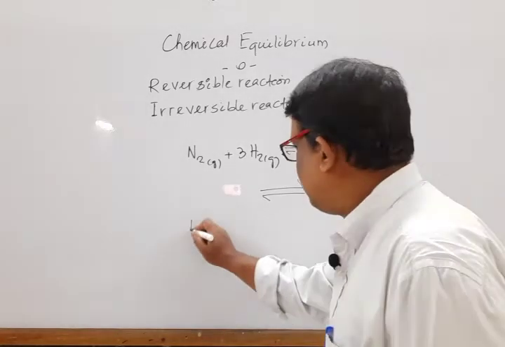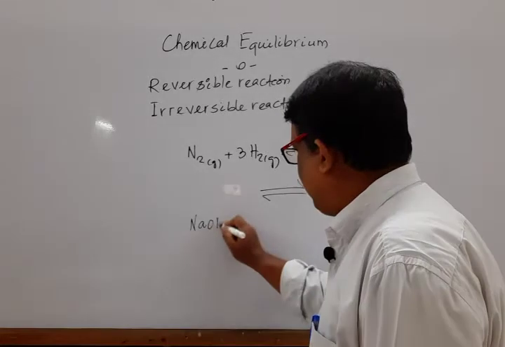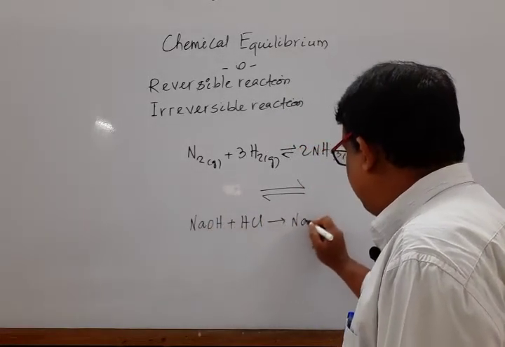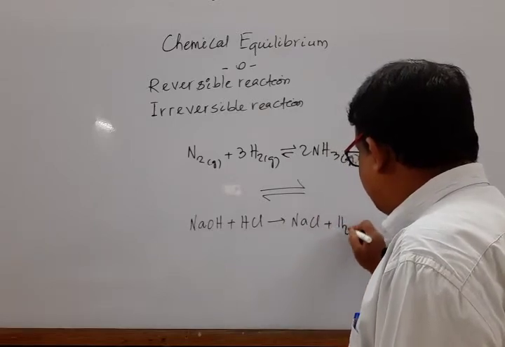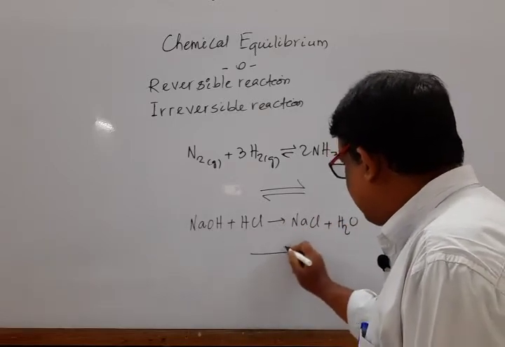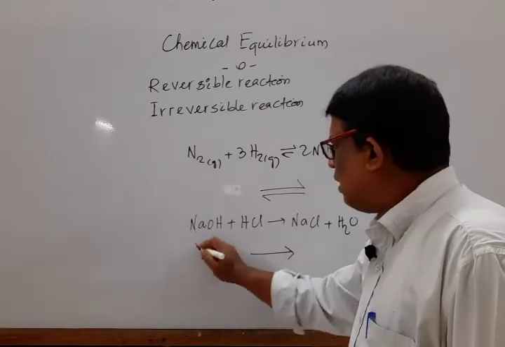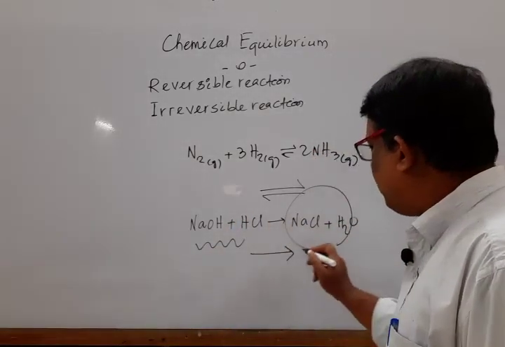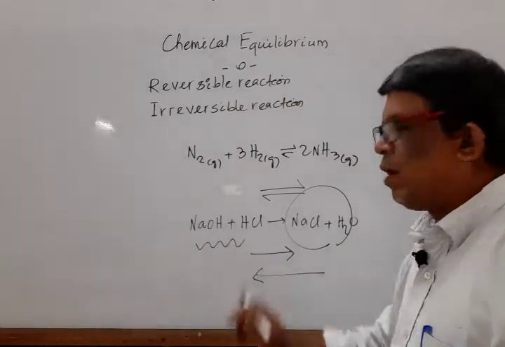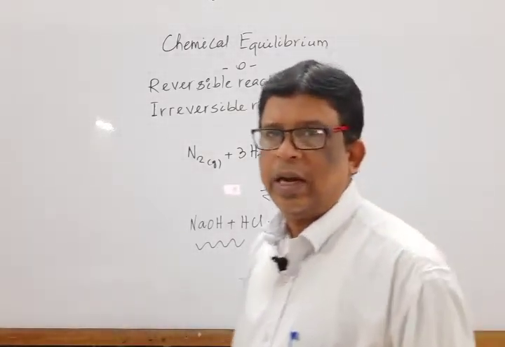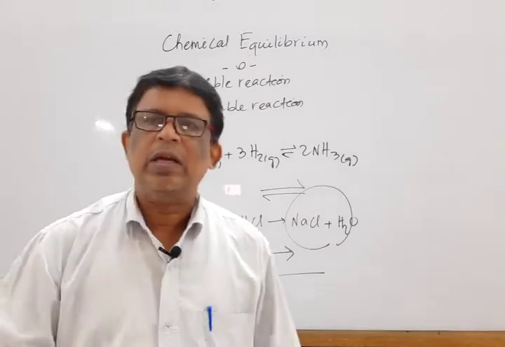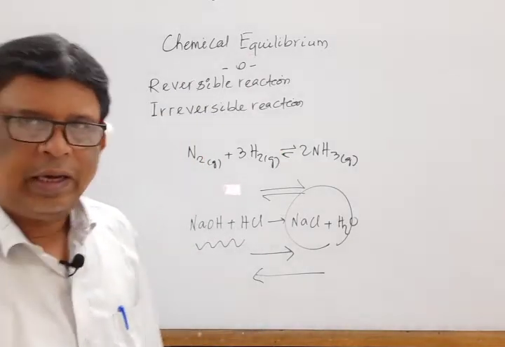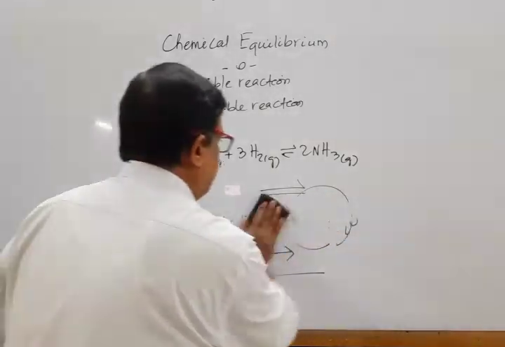On the other hand, NaOH plus HCl give rise to NaCl plus H2O. Here the arrow mark is there only in one direction, meaning when the reactant reacts completely to form the product, the reaction never moves in the backward direction. That means the reaction moves only in one direction. Then it is known as not reversible or irreversible reaction.